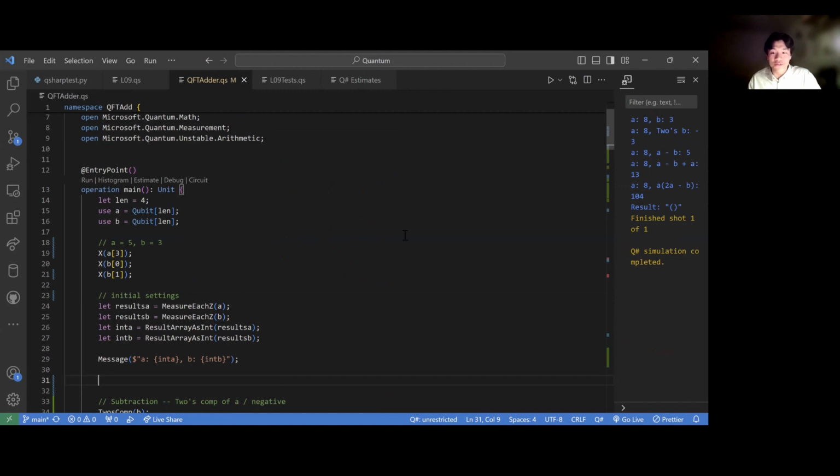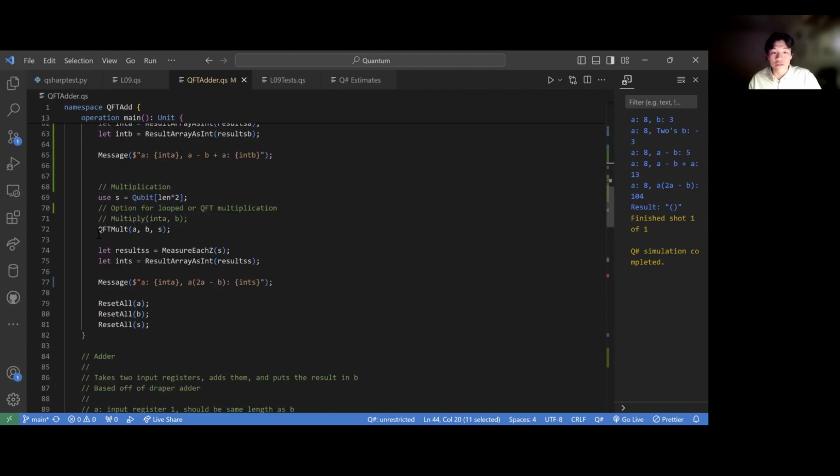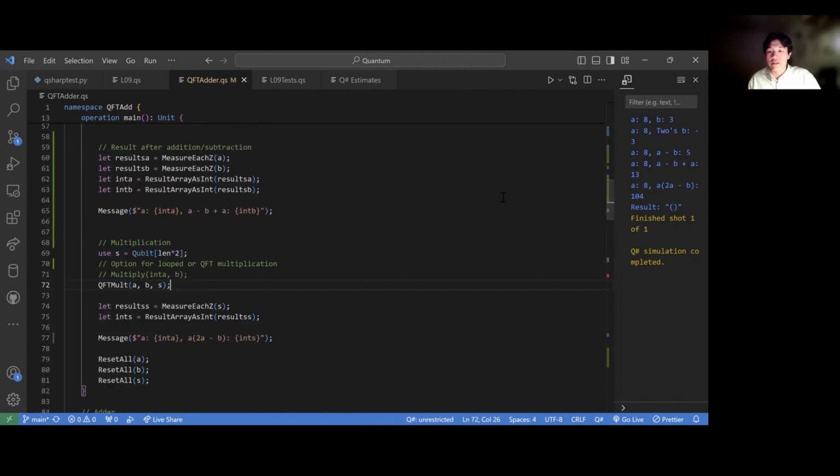Here we can see the fruits of my labor. You can see that there's an adder call and a QFT multiplication call. And you can see the results around here where we go subtraction and then addition and then multiplication.